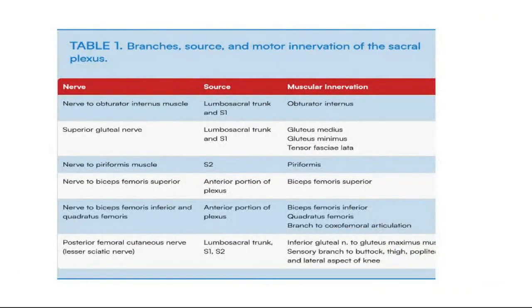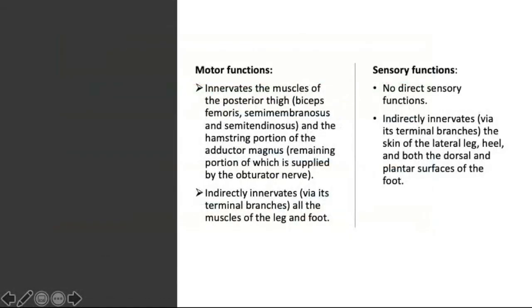These are some of the branches, and the sensory and motor innervation of the sacral plexus, which you can go through. For the sciatic nerve, the motor function innervates the muscles of the posterior thigh and also the hamstring portion of the adductor magnus, and it indirectly innervates all the muscles of the leg and foot. For the sensory part, there is no direct sensory function, but it indirectly innervates the skin of the lateral leg, heel, and both the dorsal and plantar surfaces of the foot.